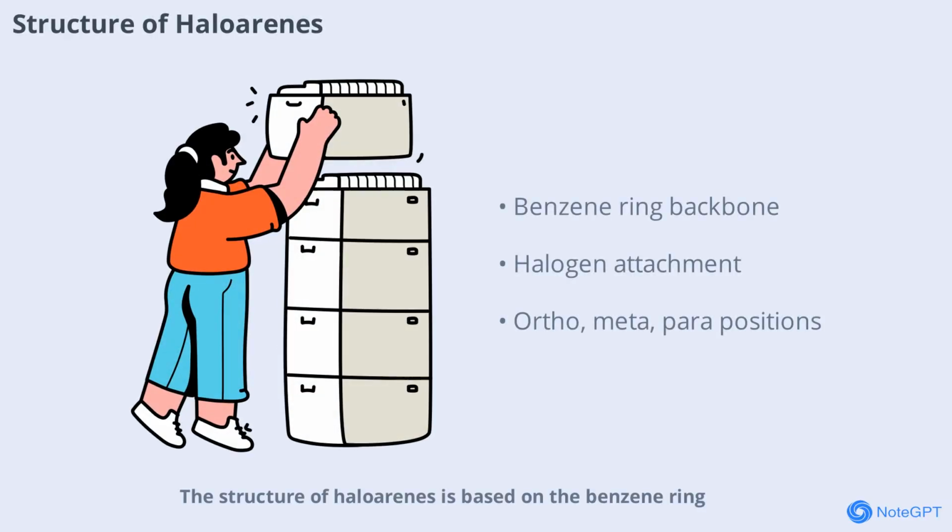The structure of haloarenes is based on the benzene ring, with halogen atoms directly attached to the aromatic system. This arrangement affects the electron distribution in the ring, making haloarenes less reactive towards nucleophilic substitution compared to haloalkanes. The position of the halogen on the ring, ortho, meta, or para, also influences the compound's reactivity and physical properties.